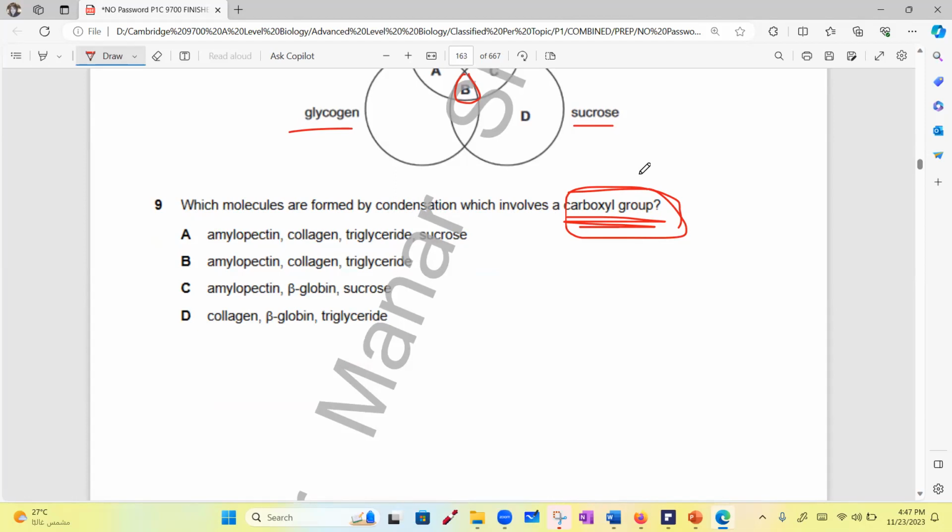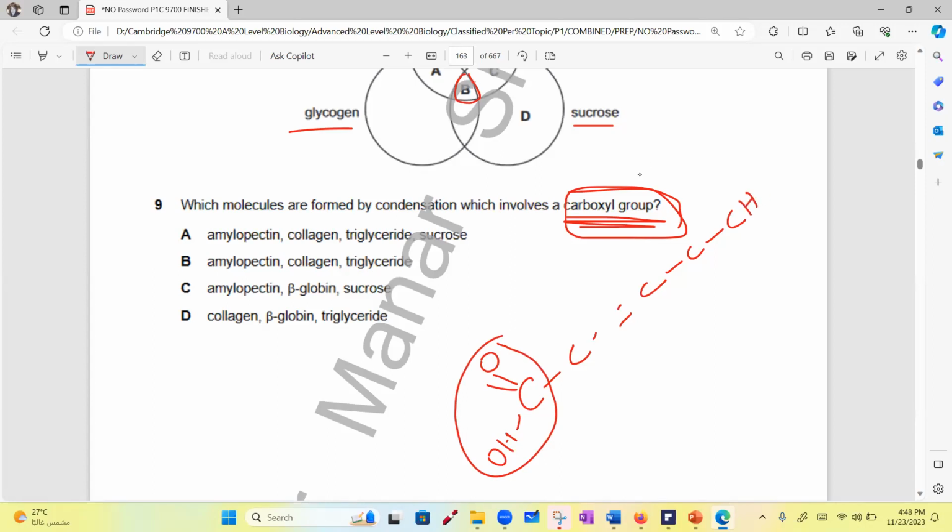Is it found in the glucose that we studied? Remember the glucose? Remember the straight chain? 1, 2, 3, 4, 5, 6. We have two functional groups: the carbonyl, not carboxyl. I know it's confusing, but this is one carbonyl group. And at the other end, carbon number 6, the hydroxymethyl, CH2OH.